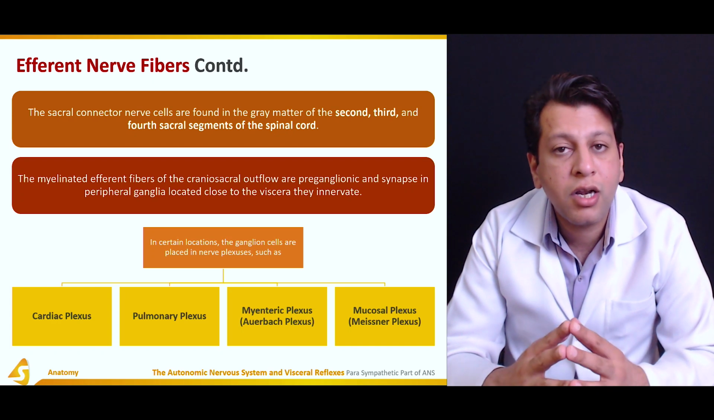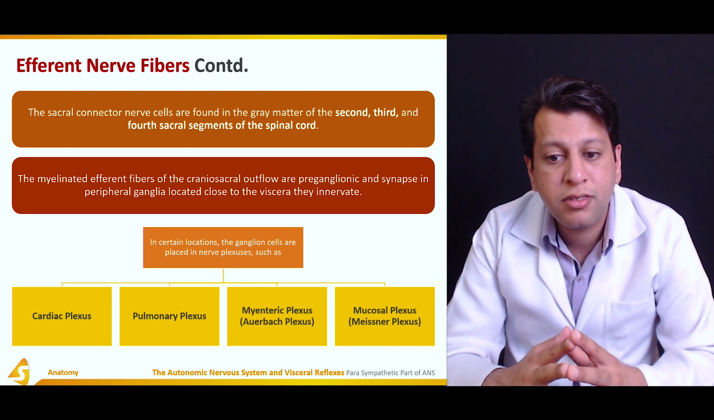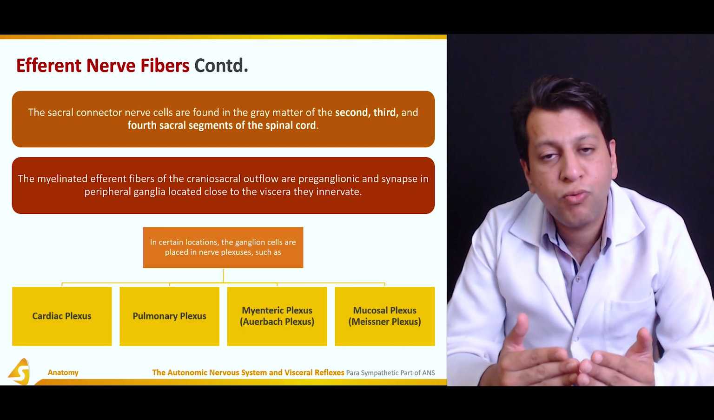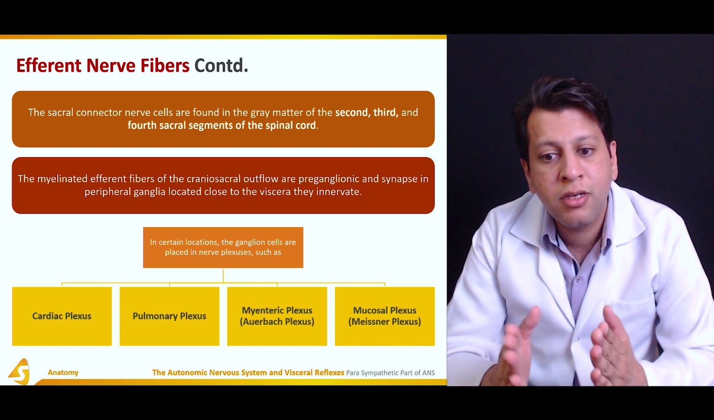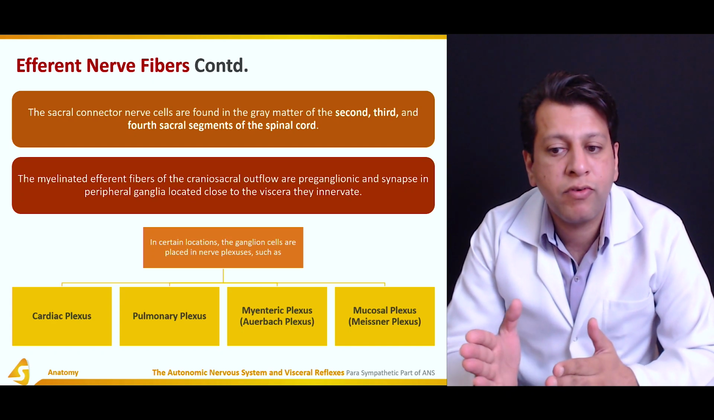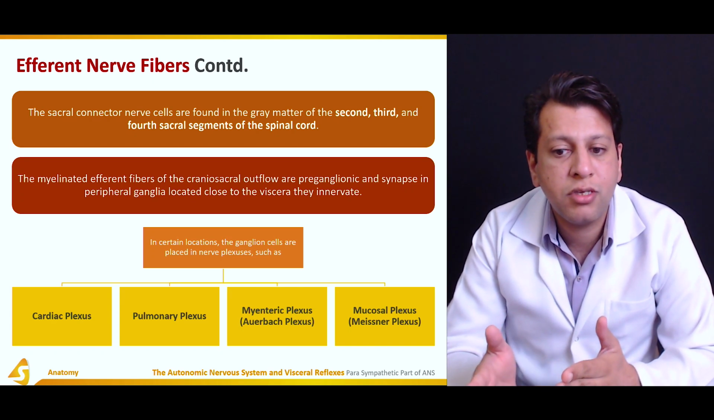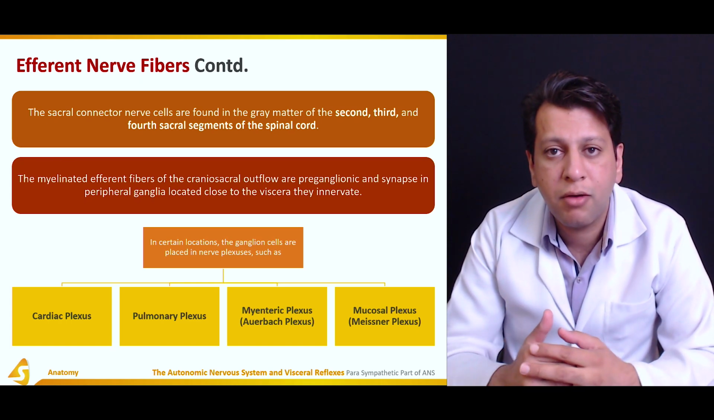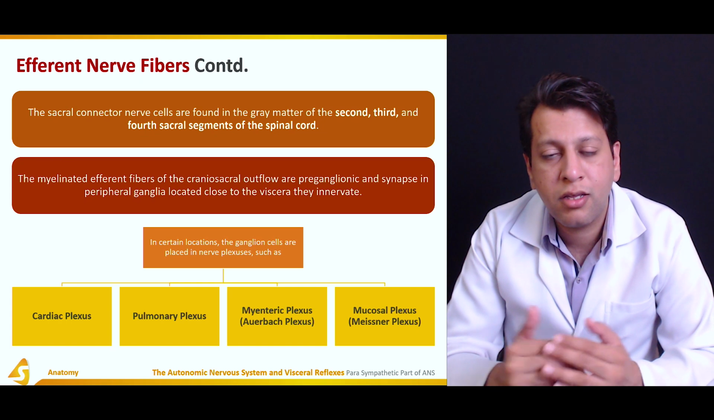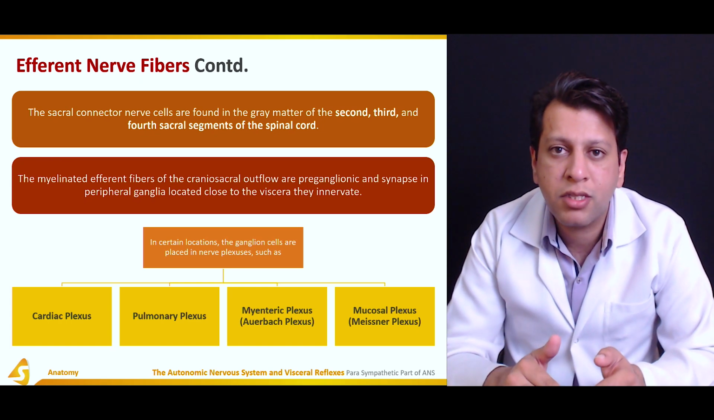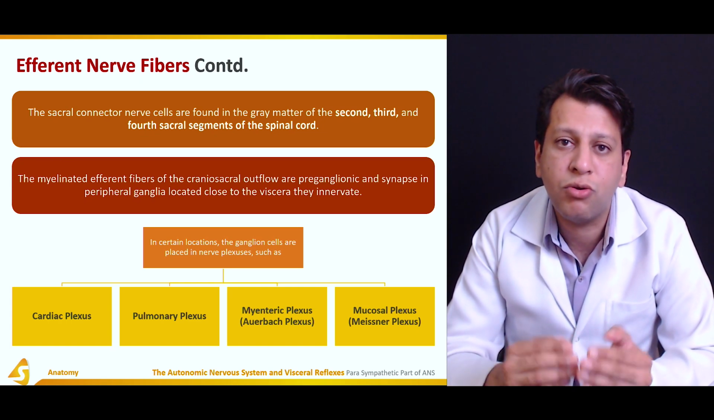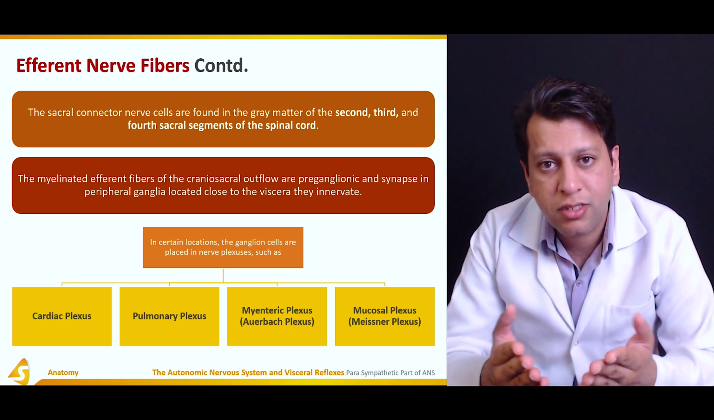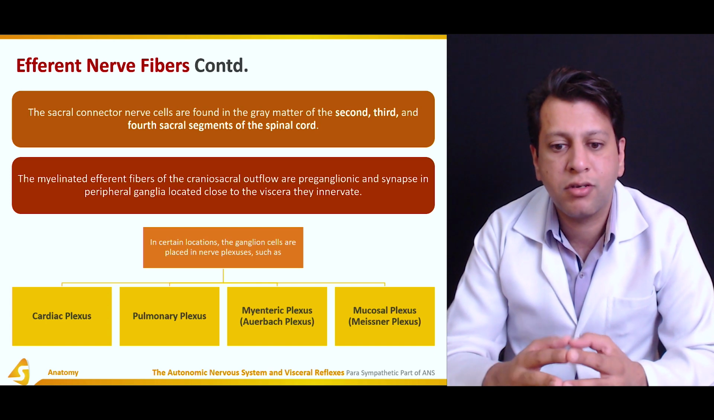For example, there's a cardiac plexus in the heart, a pulmonary plexus, and a myenteric and submucous plexus in the gut. If you take the example of the gut, the myenteric and submucous plexuses are present in the different layers of the wall of the intestine. Even the sympathetic fibers come there and synapse, but the parasympathetic fibers always go towards the effector organ and synapse in the ganglia present on the effector organ.